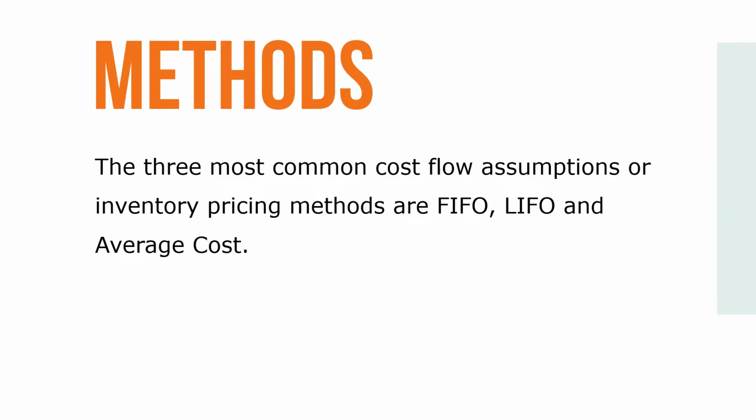The three most common cost flow assumptions or inventory pricing methods are known as follows. First in, first out, or FIFO, where cost flow is in the order in which the costs are incurred. Last in, first out, or LIFO, where cost flow is in reverse order in which the costs are incurred. And average cost, where cost flow is an average of the costs incurred.